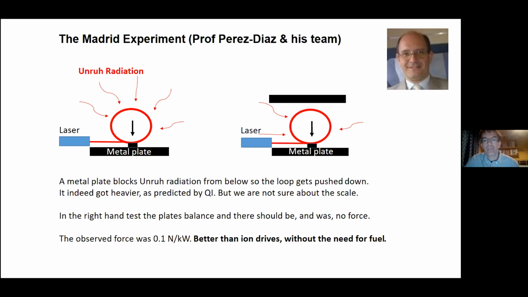So these results are encouraging, and the observed force was 0.1 newtons per kilowatt. So you get 0.1 newtons for every kilowatt you put in, which is good. This is better than ion drives, and you don't need fuel. But we're not quite sure about the results yet, so we have to do some more tests on this.